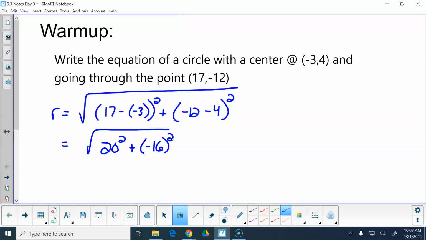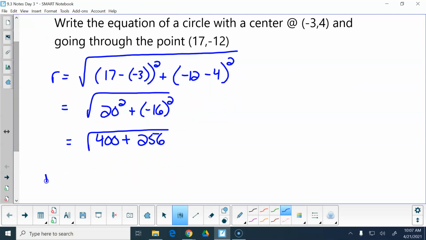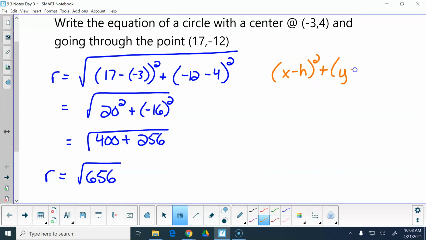20 squared is 400. 16 squared is 256. So I get a radius of the square root of 656. Okay? And I'm just going to leave it like that, because when I go to the equation of a circle, I'm going to have to square it, so it doesn't pay to simplify it, only to have to re-square it.